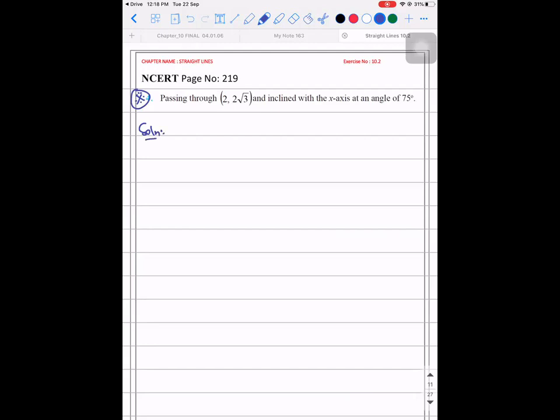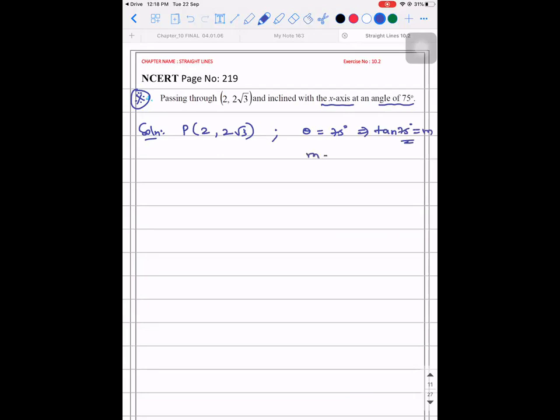So the solution is, what is the point that is given? (2, 2 root 3), and it is inclined with the x-axis at an angle of 75 degrees. Why is this given? To find the slope. Yes, that's right. So theta is equal to 75 degrees, which implies tan 75 degrees will be the slope. So what is the slope?